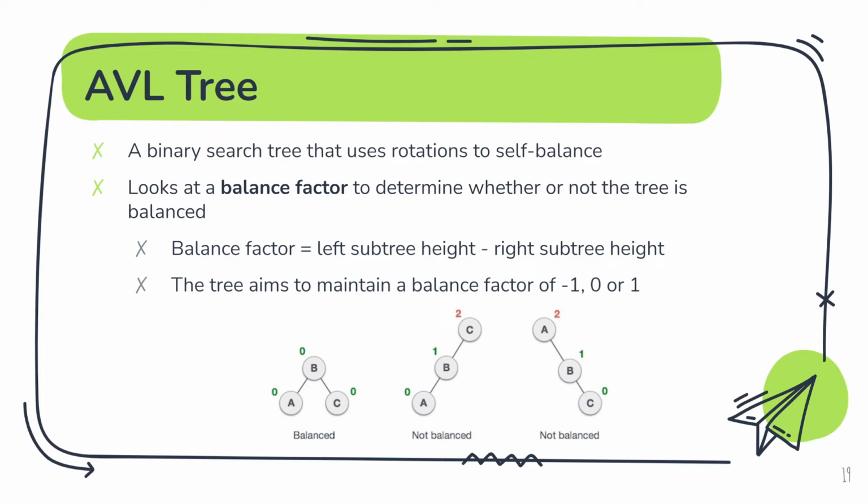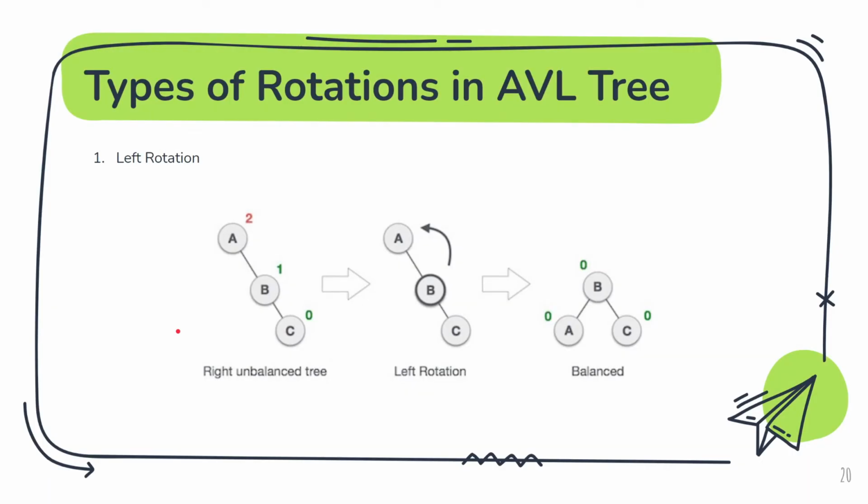Let's now take a look at the types of rotations that an AVL tree is able to perform. So first of all, we have a left rotation. This rotation is applied when a node is inserted in the right subtree of a right subtree. So for example, if we already had the tree A B, and C was inserted in the right subtree of A and on the right subtree of B. In this example, we see that root A has a balance factor of 2 after we inserted node C. By rotating the tree left, we can see that node B becomes the root, resulting in a balanced tree.